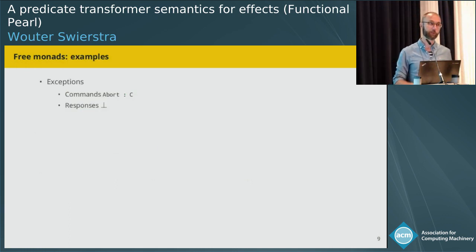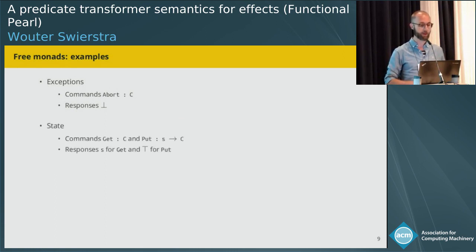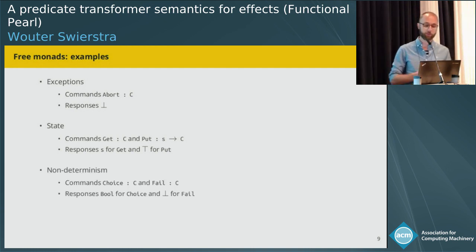So there are lots of examples. If you've read any literature on algebraic effects, these will be familiar. You can have a command abort, which doesn't give you any information to return. In fact, it gives you 0, like bottom, so there's no continuation that you can write. You have things like state, where you have 2 commands, get and put, where the response for get is an S and the response for put is top or unit. You have nondeterminism, where you have a choice and a fail, and the response for a choice is a bool because you branch, and the response for fail is bottom again.